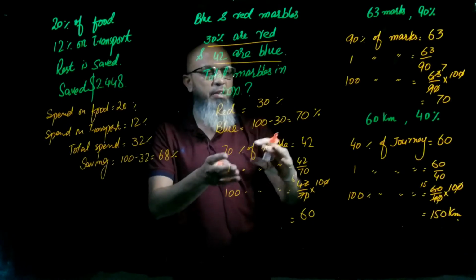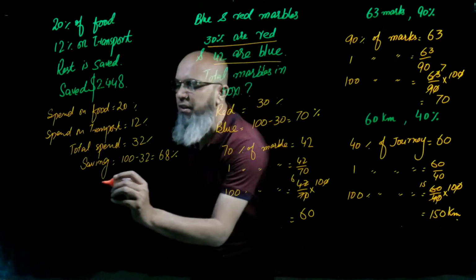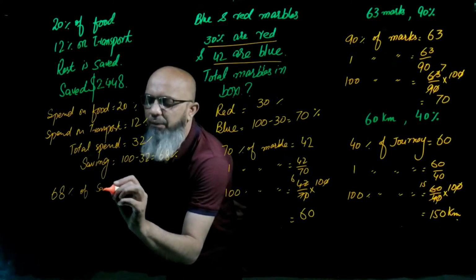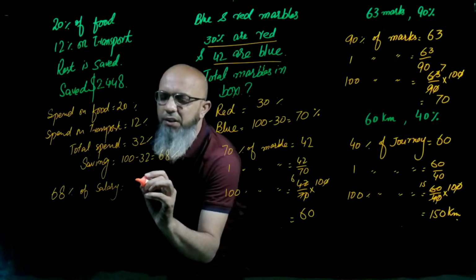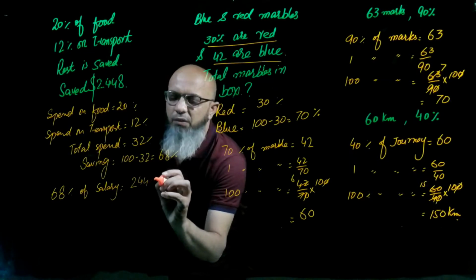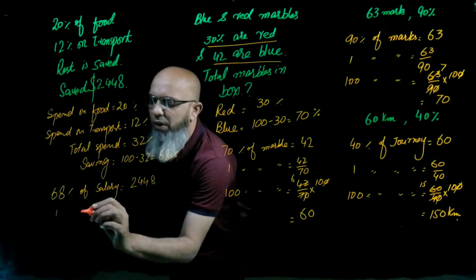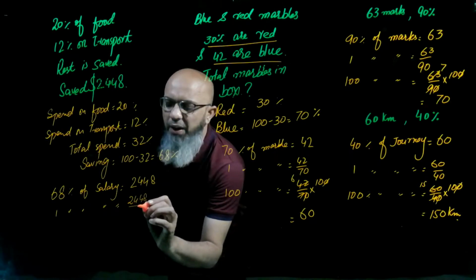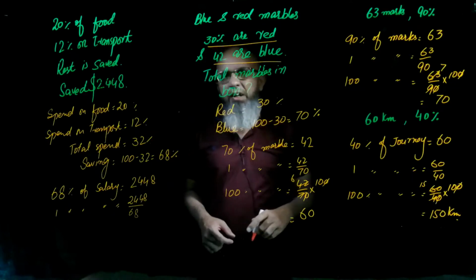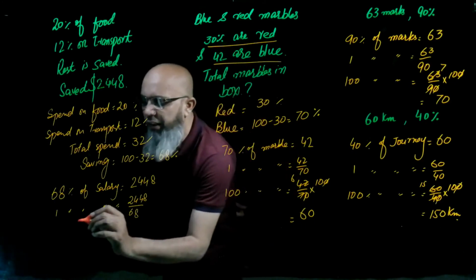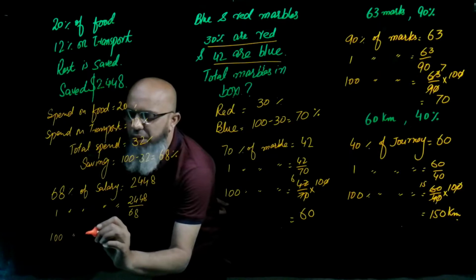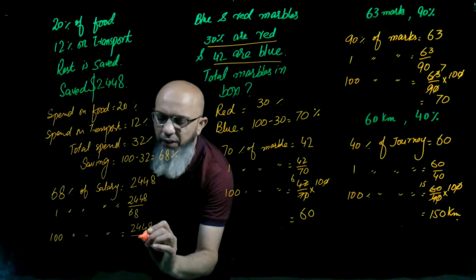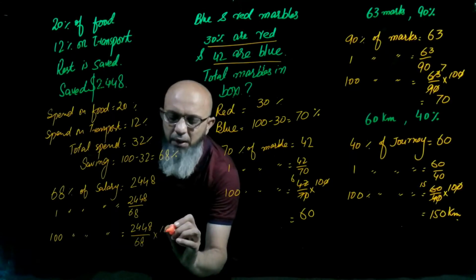Now you can solve this question like this. 68% of the salary is $2,448. And what will be the 1% of salary? It means 2448 divided by 68. And now what will be the 100% of the salary? 100% of the salary is 2448 divided by 68 and multiplied by 100.